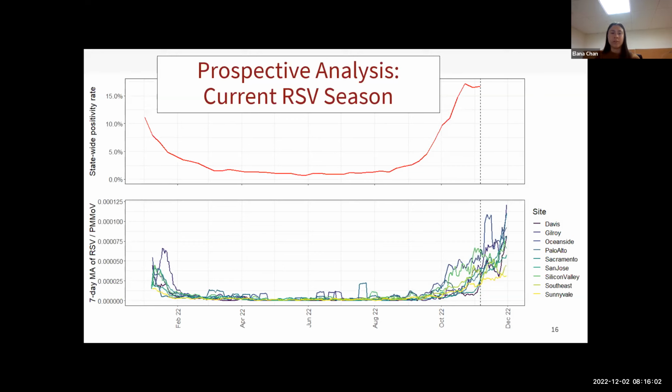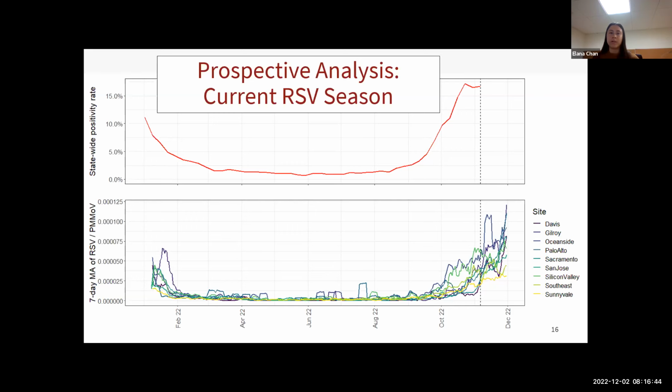This data all is from 2022. On the top, the red line shows the RSV positivity rate across the state from the California Department of Public Health. The graph below shows the 7-day moving average of the normalized RSV concentration across the 9 SCAN sites. You can see once again that the increase in RSV positivity is correlated with increases in wastewater concentrations. I've inserted a dashed line where the statewide positivity data ends, just to emphasize why wastewater is especially useful for providing up-to-date information, because since samples have really quick turnaround time, we are able to have more up-to-date information from the wastewater compared to the statewide positivity data.